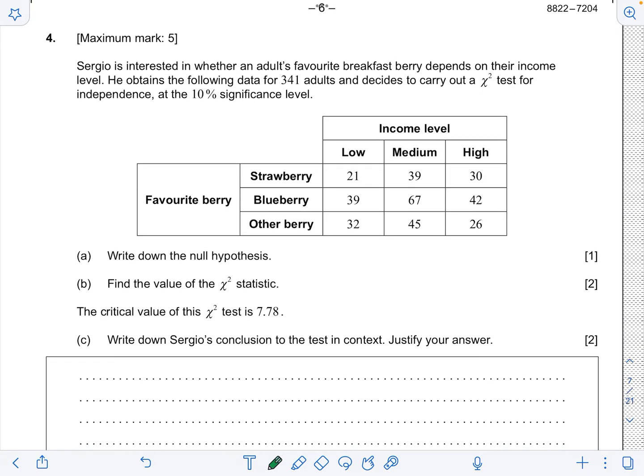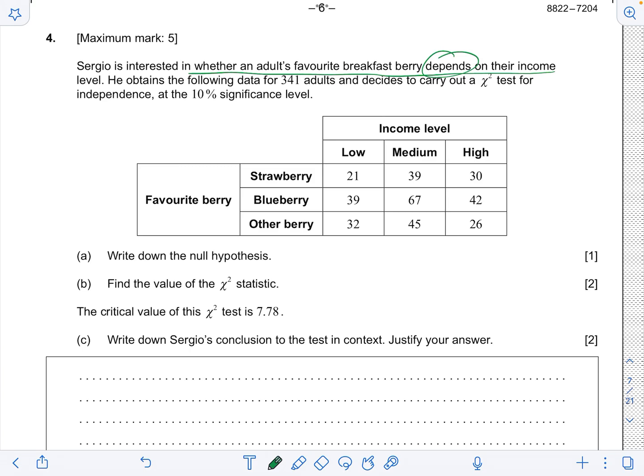Number 4. On number 4, you are asked to, first of all, write down the null hypothesis for this situation. Sergio, I'm not going to read through it all, but he wants to know whether an adult's favorite breakfast berry depends on their income. And depends is your keyword, and it's a chi-square test.